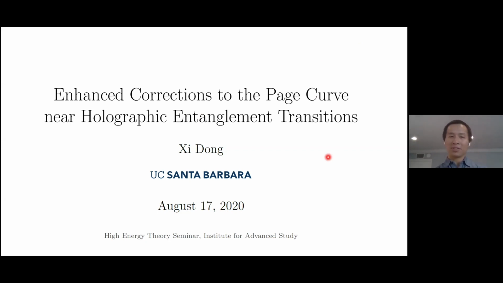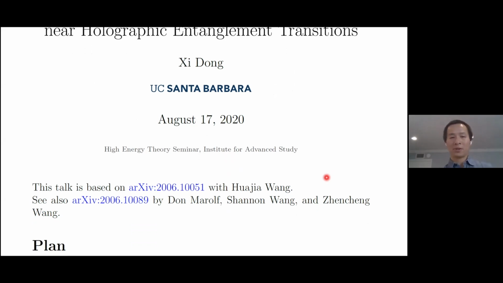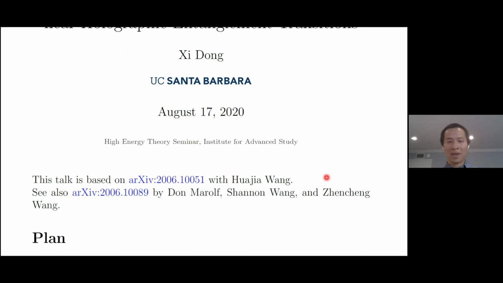So today I'm going to talk about a set of surprisingly large corrections to the page curve near what is known as holographic entanglement transitions. And this is based on a paper that I wrote recently with Huajia Wang, and also it's related to a paper that was written by Don Marolf, Shannon Wang, and Zhencheng Wang that appeared on the same day.